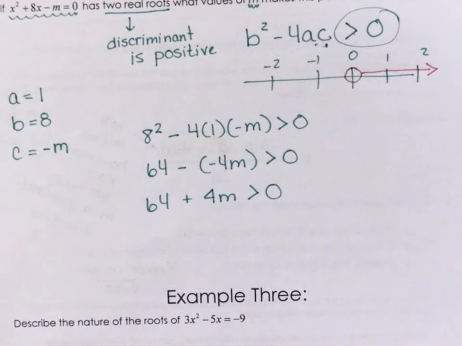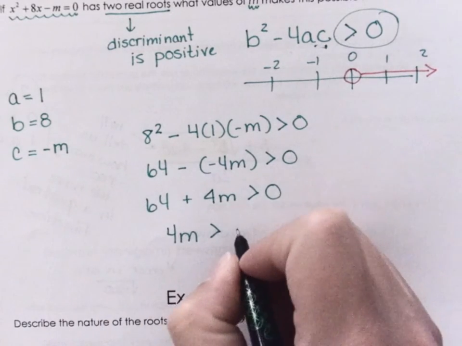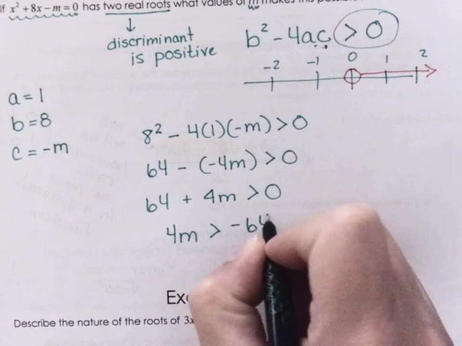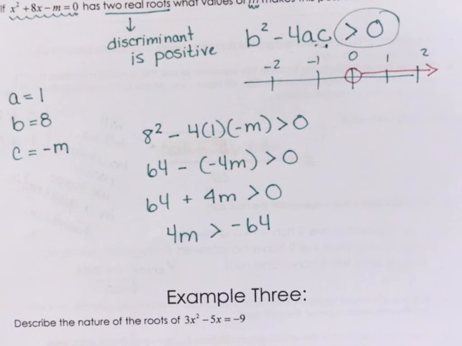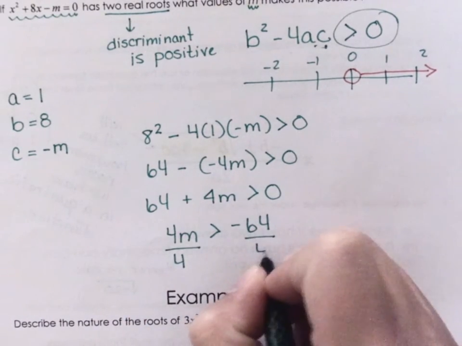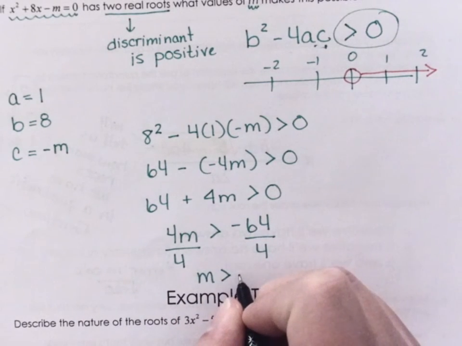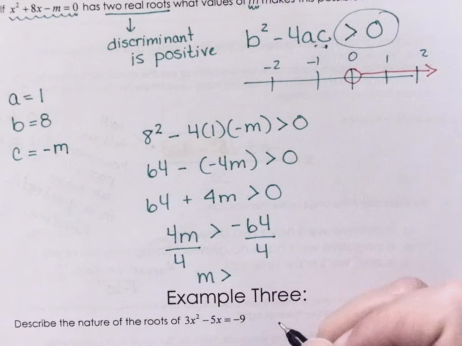Oh, you guys are crazy. I love it. How can we pick the 64? The 4m stays positive, and I'm not dividing by a negative. What happens to an inequality when you divide by a negative? You flip your inequality, right? And you guys need to write that note down somewhere. I'll show you in a second. So m is greater than, what's 64 divided by 4?